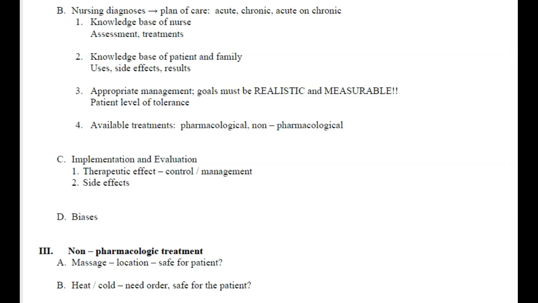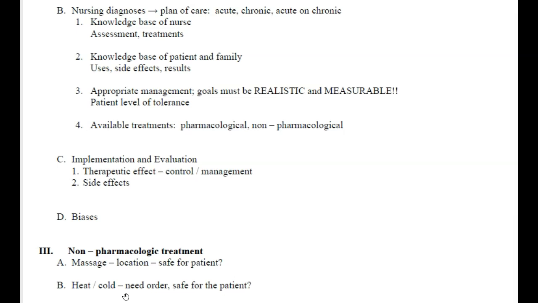As part of the plan of care, we have acute, chronic, or acute on chronic pain. We also have the knowledge base of the nurse, assessments and treatment. Sometimes it is important to have adequate knowledge on how to treat or address pain. Then the knowledge base of the patient and family. That's also something we need to consider, especially for somebody who's going home, or if we know that when they go home, they need somebody to take care of them. It is very important for the patient and family to know the uses of the medication, some side effects, results, and it is very important to have appropriate management.